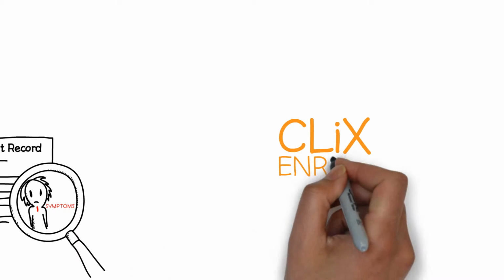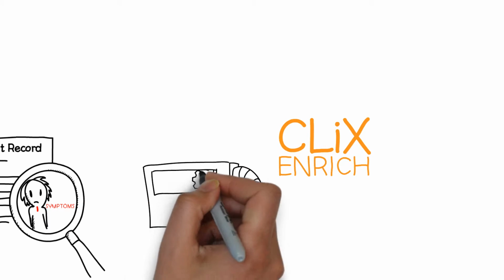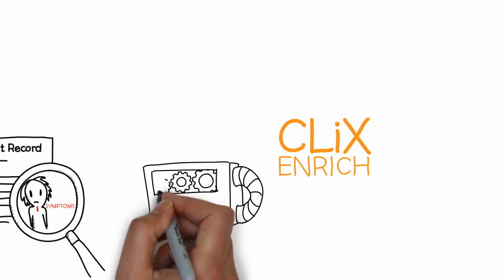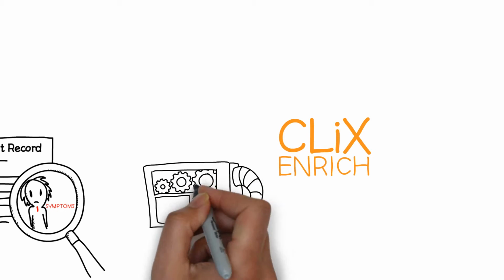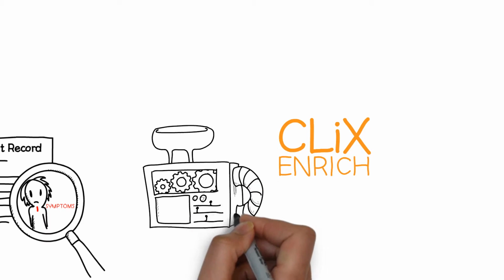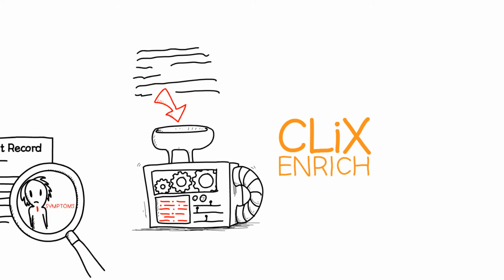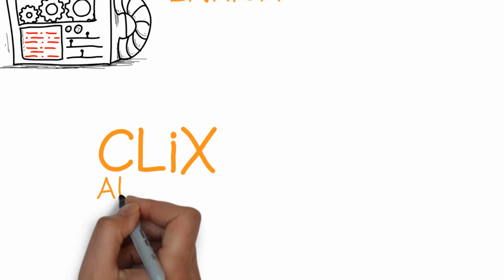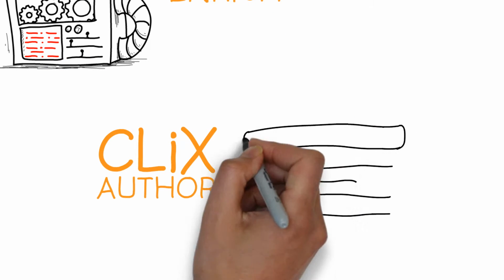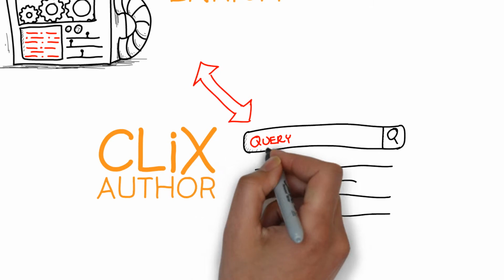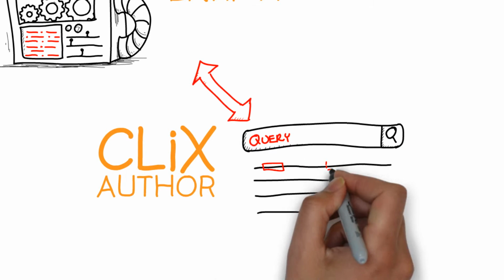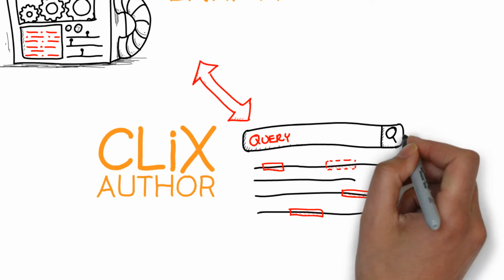They need CLiX ENRICH. CLiX ENRICH is a suite of tools that will automatically structure clinical free text and return it as information-rich output that you can search and query in a universal and precise clinical terminology. CLiX Author is the query tool that lets you ask your data questions to narrow down your search and help you find the answer faster.